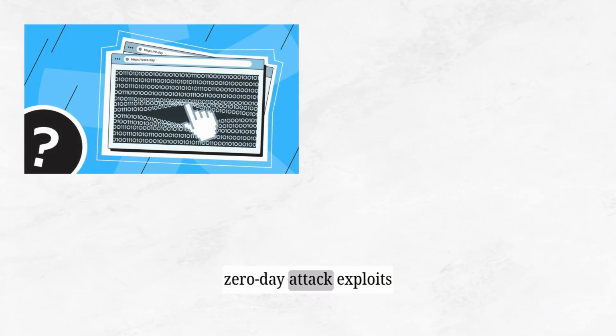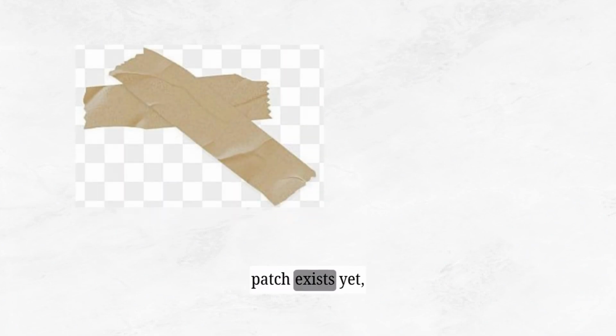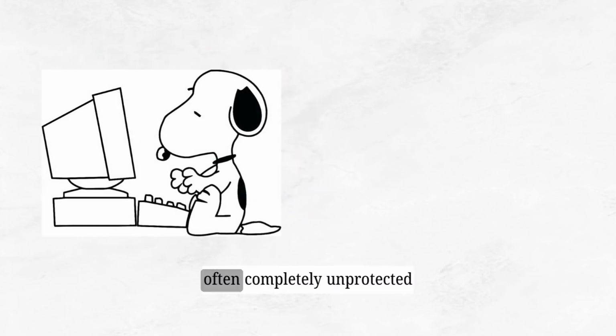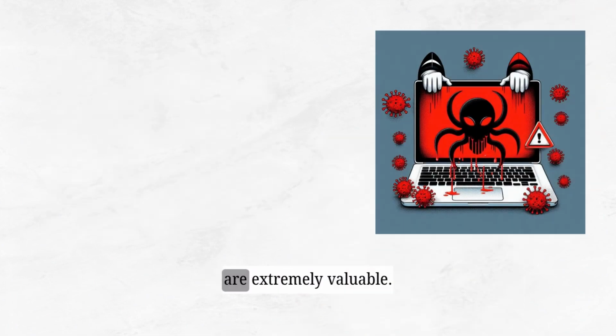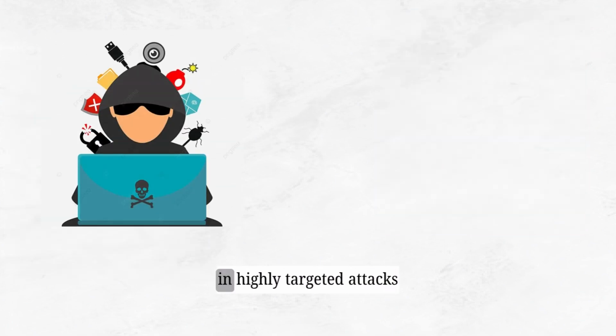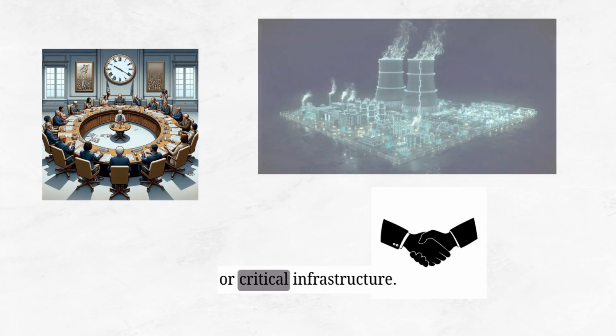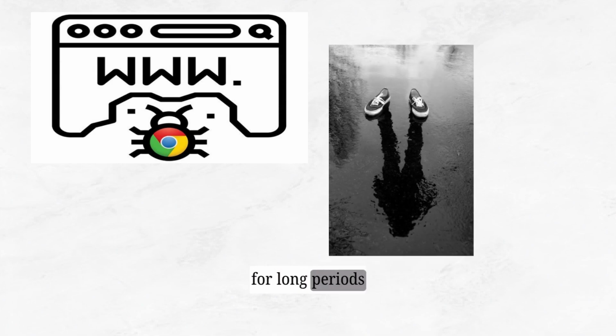Zero-day attack. A zero-day attack exploits a software vulnerability before developers have had time to fix it. Because no official patch exists yet, users are often completely unprotected when the attack begins. These vulnerabilities are extremely valuable in the cybercrime world and are sometimes used in highly targeted attacks against governments, companies, or critical infrastructure. A successful zero-day exploit can remain hidden for long periods before anyone notices.